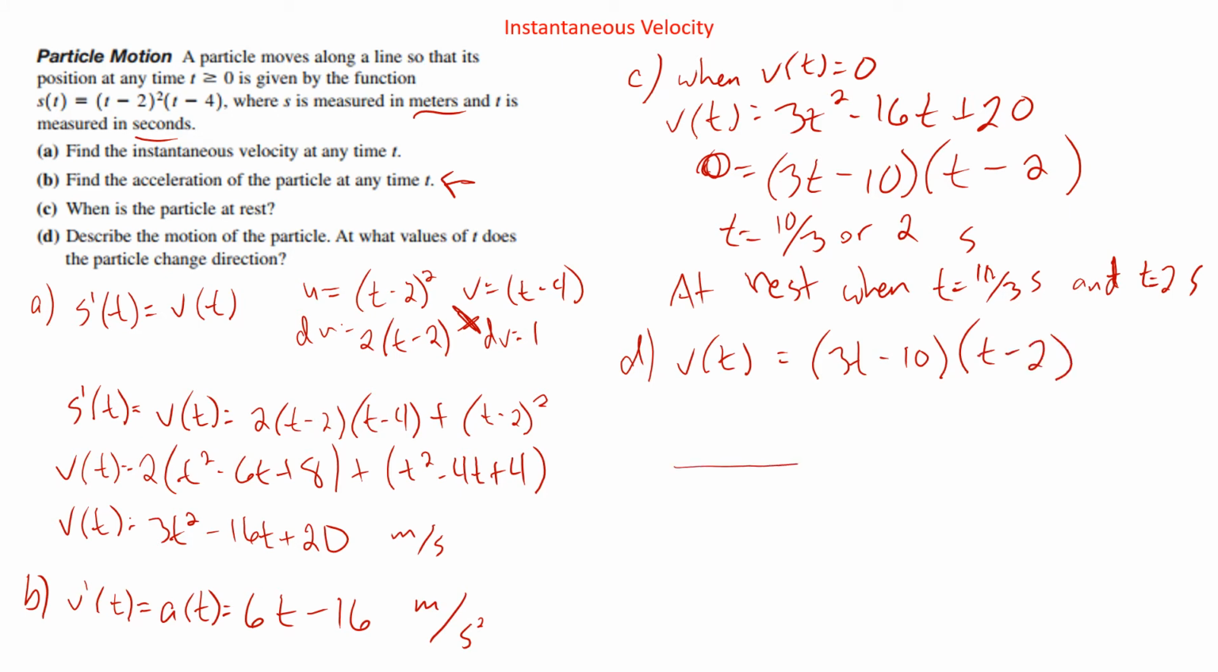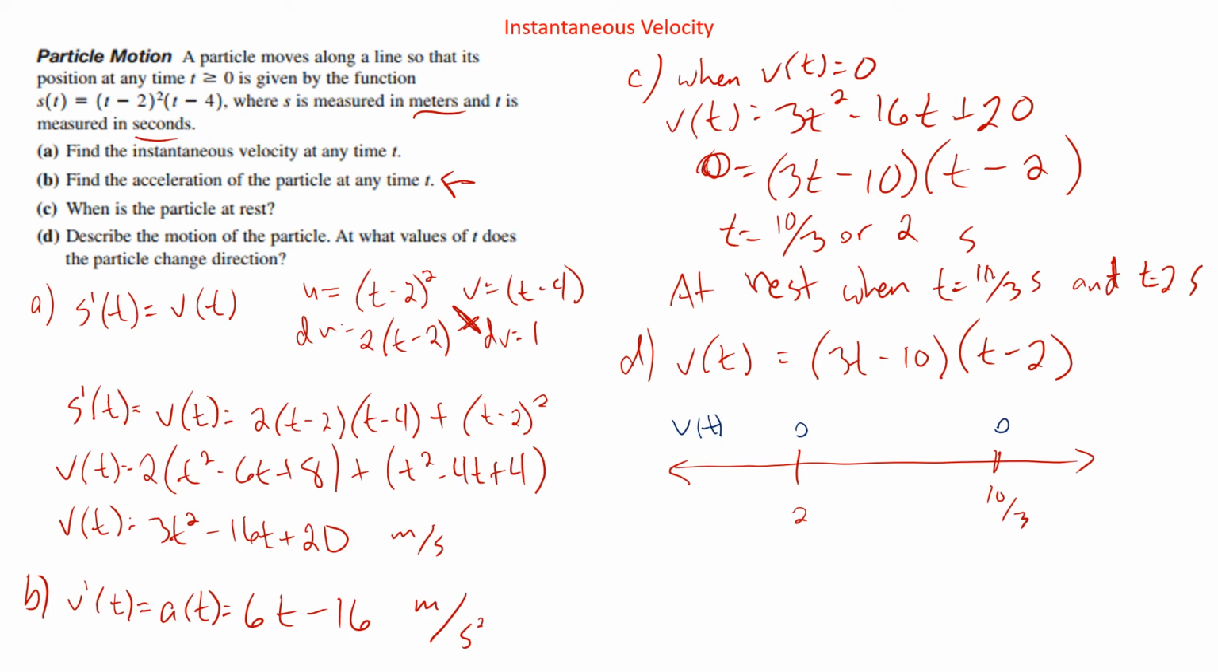And I'm going to make a number line. A lot of times this is also called a sign chart. So we have 10/3, which is going to be 3 point something, so that'll go over here. And 2 seconds is over here. We know at those 2 points, our velocity is going to be 0. That's a v of t. We know it's going to be 0 there. The question is what's it going to be in between there?